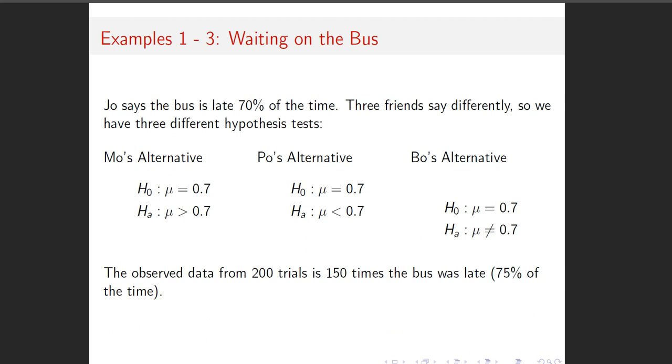And in the first three examples in our lecture notebook, we've got these three alternatives. So Mo thinks it's greater than 70%. Poe thinks it's less than 70%. And Bo's not sure greater or less than, but is pretty sure it's different. Now notice that we have observed data from 200 trials, and the bus was late 150 times, which was 75% of the time.